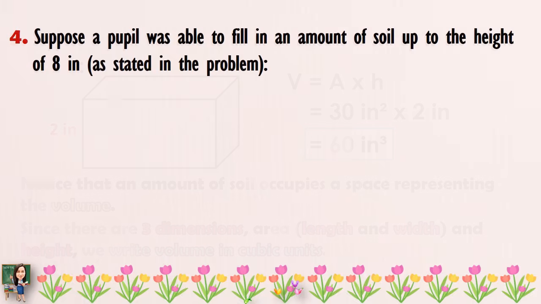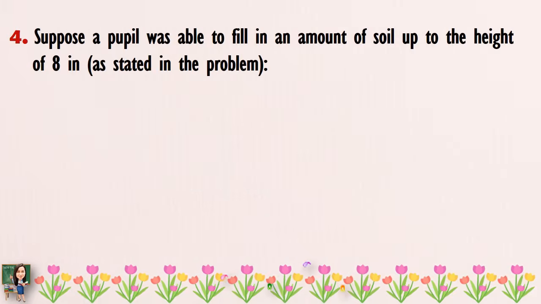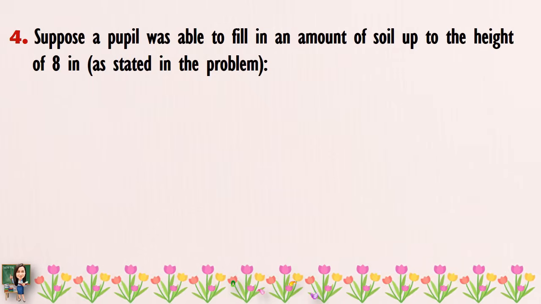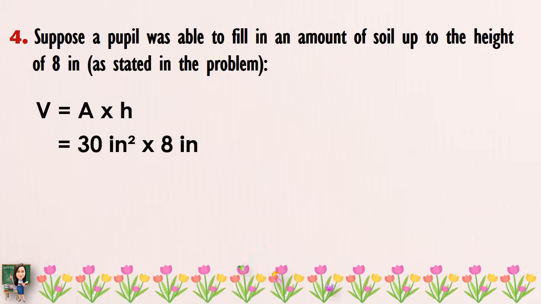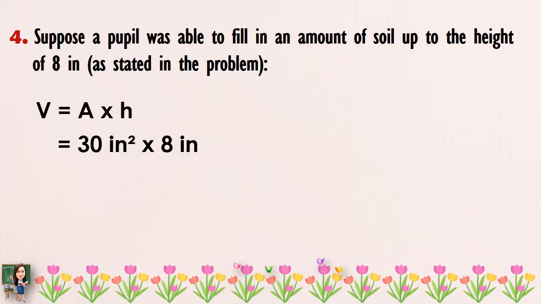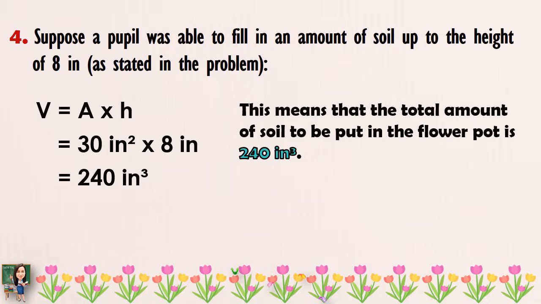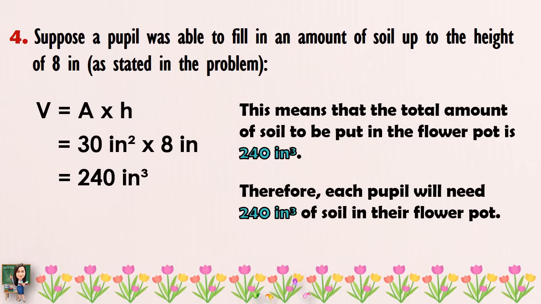Fourth, suppose a pupil was able to fill in an amount of soil up to the height of 8 inches as stated in the problem. The formula is volume equals area times height. So the area is 30 square inches times the height, which is 8 inches. 30 times 8 equals 240 cubic inches. This means that the total amount of soil to be put in the flower pot is 240 cubic inches. Therefore, each pupil will need 240 cubic inches of soil in their flower pot.